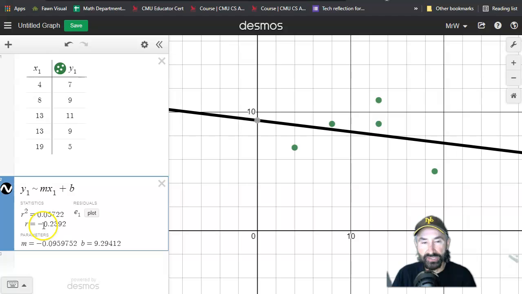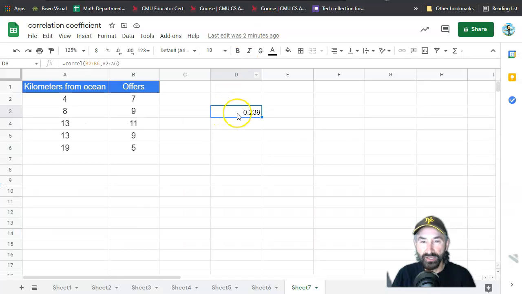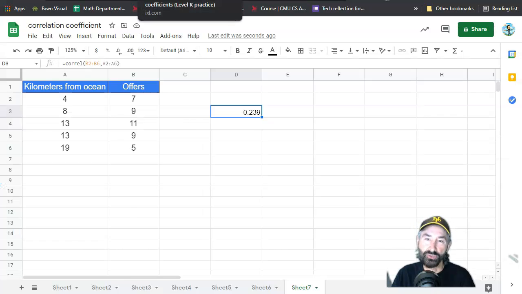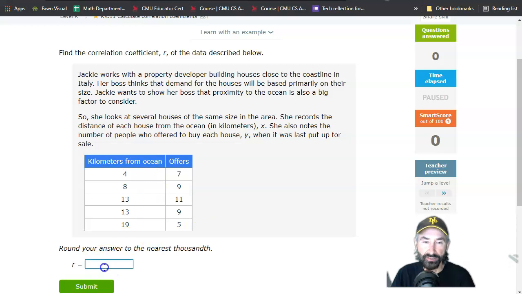Let's see. Now, they say that their r is going to be negative, and by the way, you'll notice the trend line is negative. So their correlation coefficient is going to be negative 0.2392, and we saw negative 0.239. I'm just curious if we go one more out. Oh, good. They also agree on the 2. Great. So now I feel more confident that between Desmos and Google Sheets, we've got a good answer. So it should be negative 0.239.